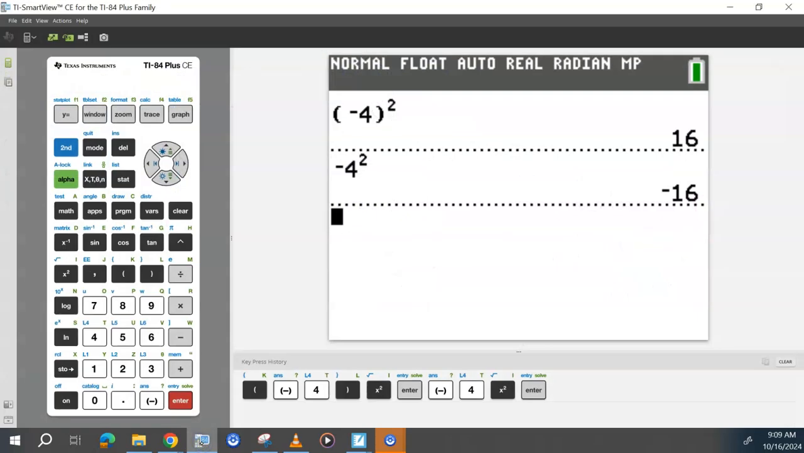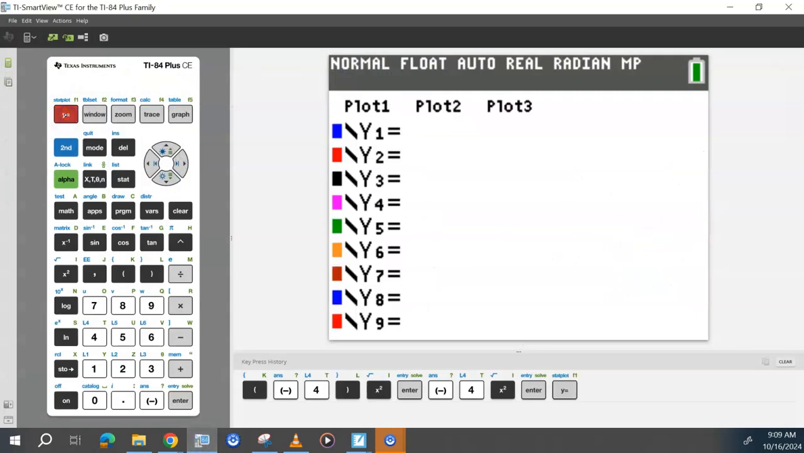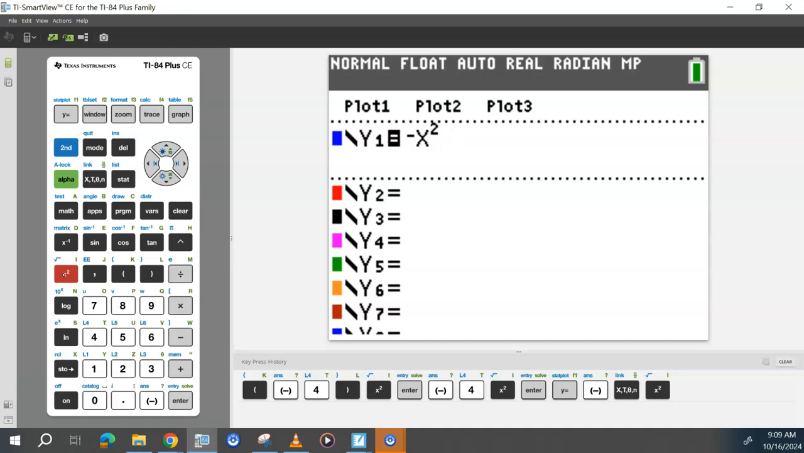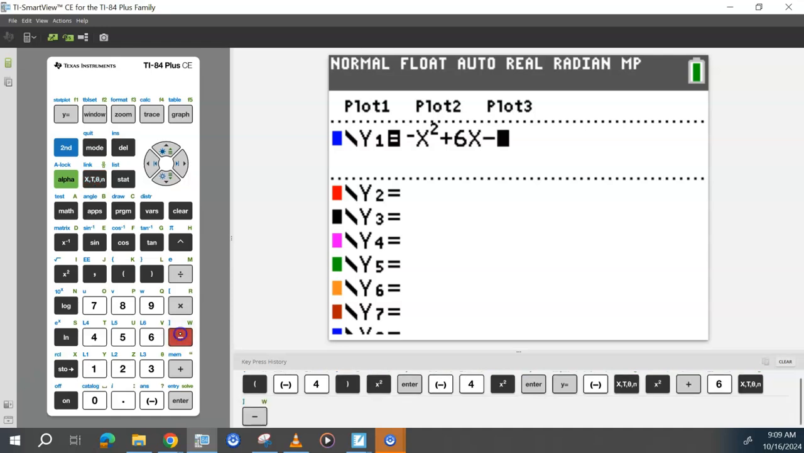You're going to go into your y equals at the top, and you're going to type in that equation for number 6. So negative x, the button next to alpha, squared, plus 6x minus 4. So y equals, type that in. X is right here, next to alpha. Then you're going to go into the table. It's in blue above graph, so second graph.